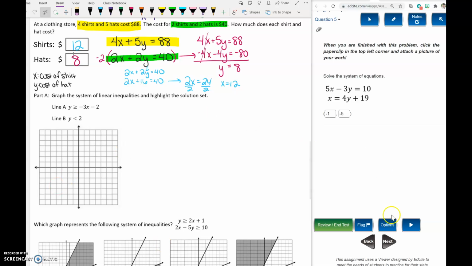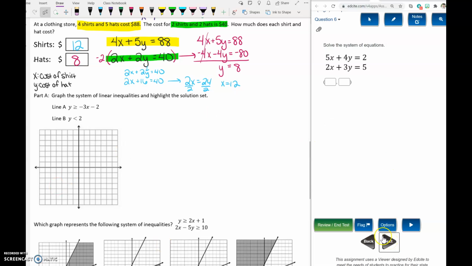If you are filling this in on EdSite, I think we did these already, you just type in that the shirts are $12. No funny business. Just type in 12. Don't try to write it out or anything. And the hats are $8.